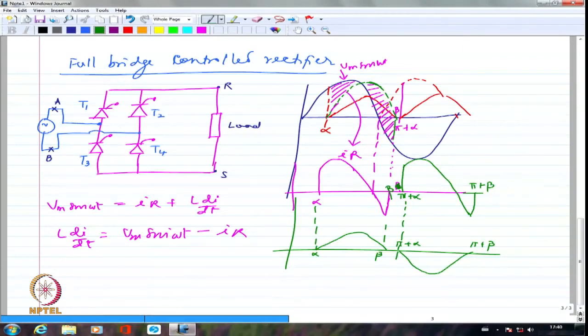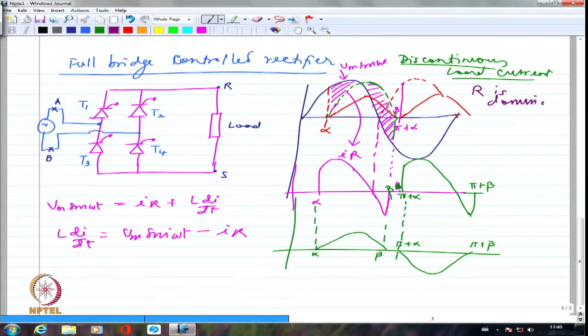So we call this discontinuous load current. This will happen when R is dominating over L, right? When R is dominating over L, the inductance stored energy becomes really minimal. Because the inductance stored energy becomes minimal, I would not have the inductance sustaining the current, because the inductance has to supply the energy. If it doesn't supply the energy, the current will not be sustained.